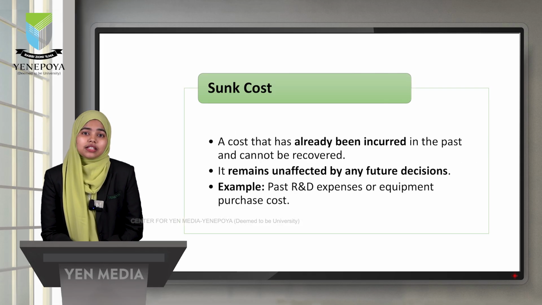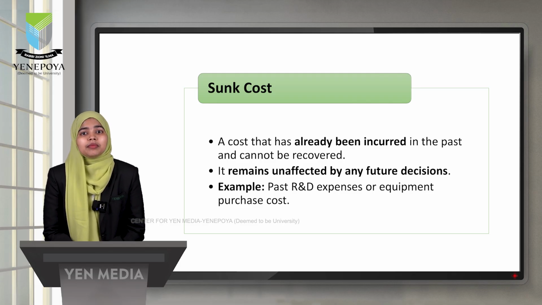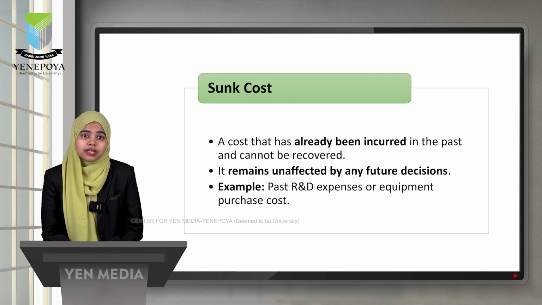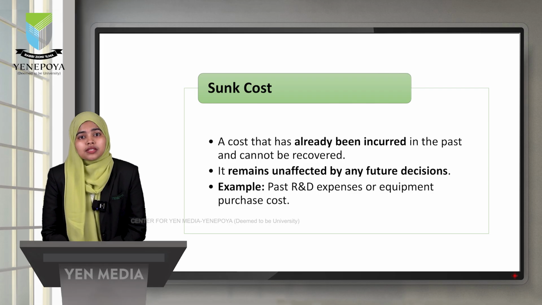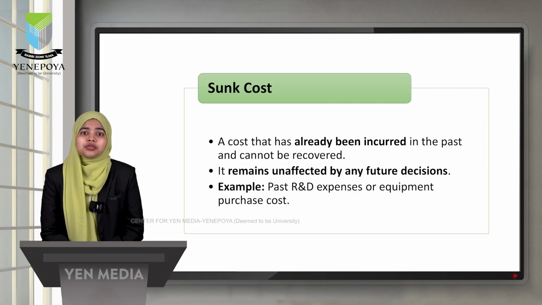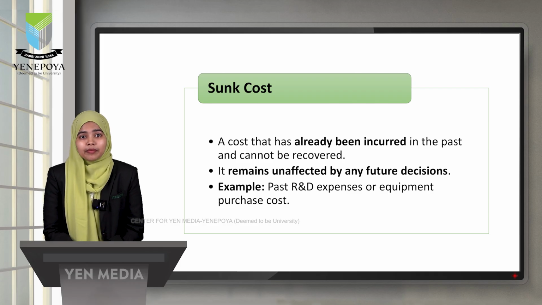A sunk cost is the cost that has already been incurred and cannot be recovered. For example, the money spent on old equipment or on a cancelled project, or money spent on past research and development expenses. Since sunk costs are past expenses, they shouldn't be affecting the future decision. The rule of thumb is to ignore sunk costs because they are gone, and focusing on them can lead to poor decision making. Always remember, managerial decisions should be focusing on future costs and not on the past ones.